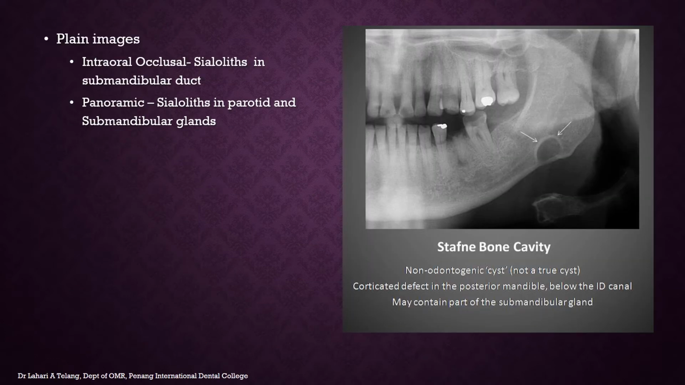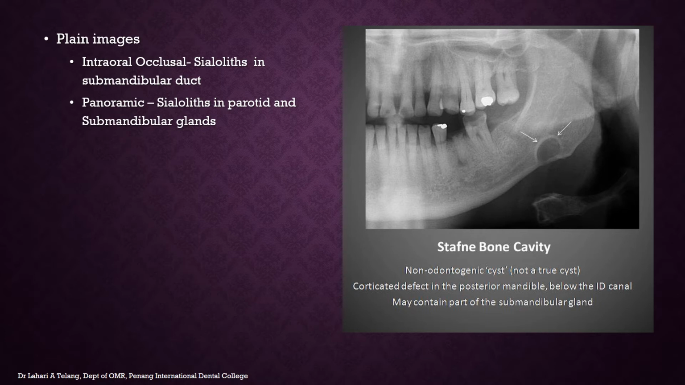Let's talk about plain images first. These plain images, I mean plain radiographs. Generally, you use intraoral occlusal views when you are suspecting sialoliths in the submandibular duct, or a panoramic view when you're suspecting sialoliths in the parotid and submandibular gland. So mind you, there is a difference in what is written over here.